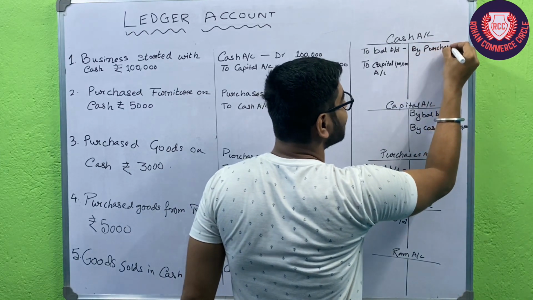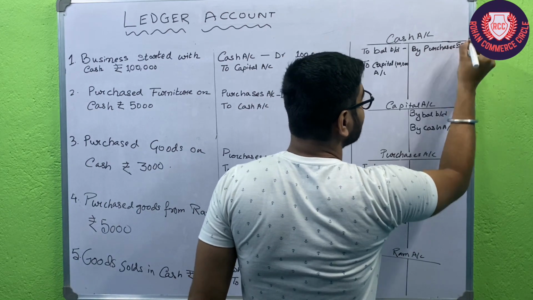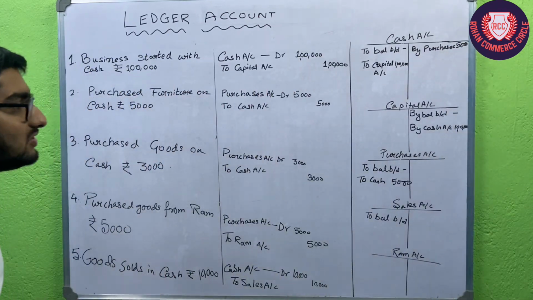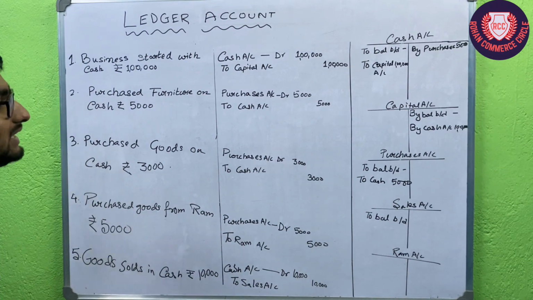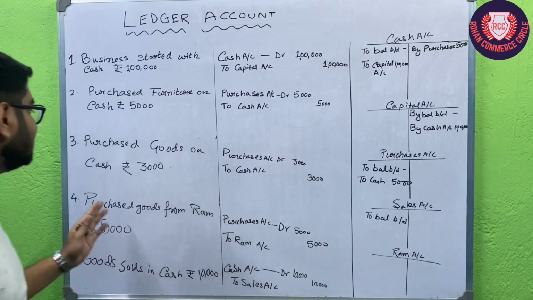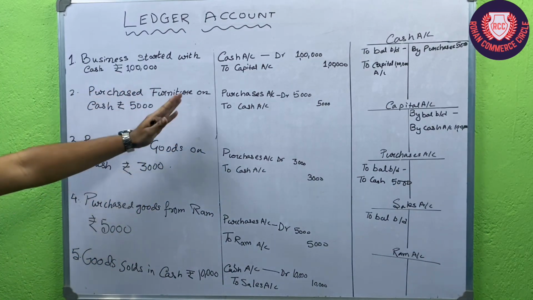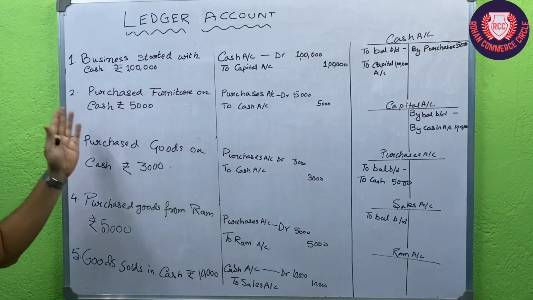Okay, students, by purchases rupees 5,000. I hope this part is clear to you. Next is purchases account debit to cash account. Why? Because we purchased goods on cash, rupees 5,000. We have purchased furniture, rupees 5,000.